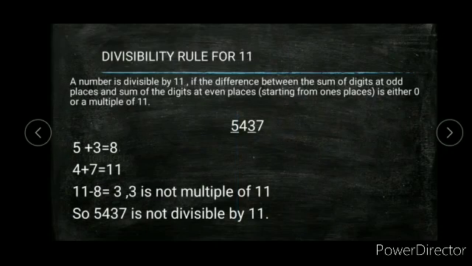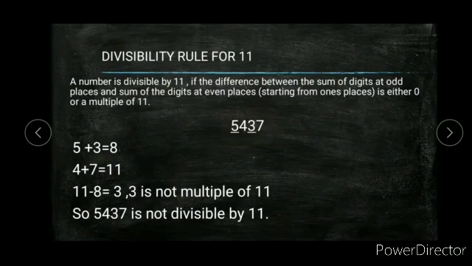Now moving on to the divisibility rule for 11. In this, first of all, let us take an example, 5437. Here I am not underlining the digits at the odd places, that is 7 and 4, and I am underlining the digits at the even places, that is 3 and 5.